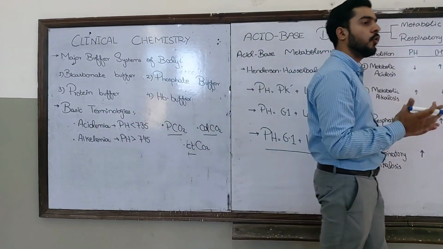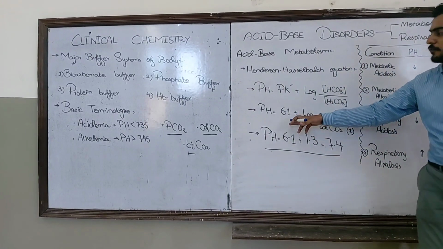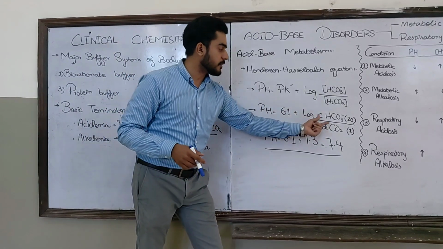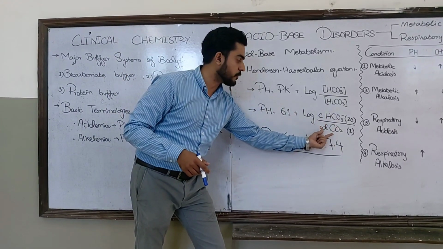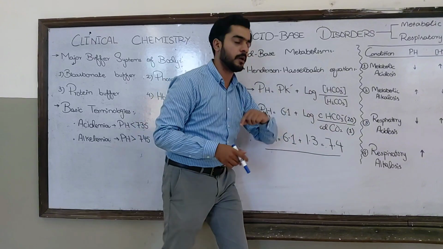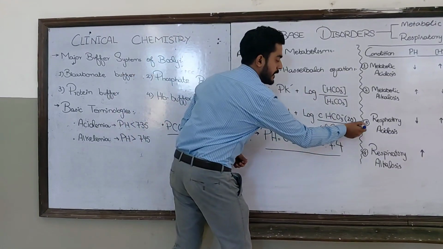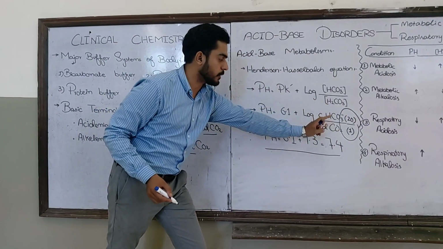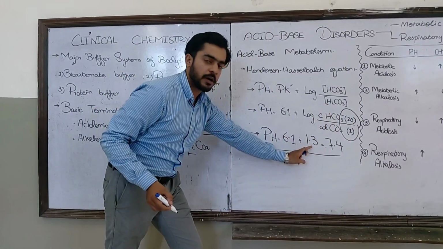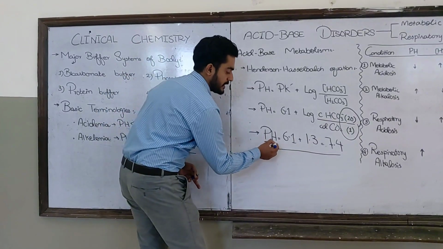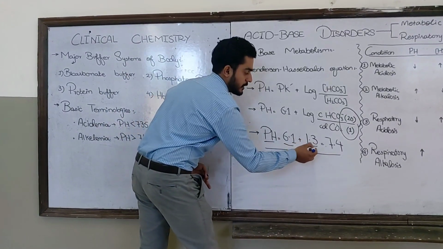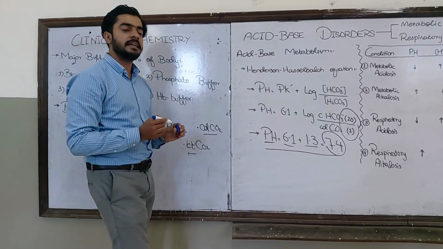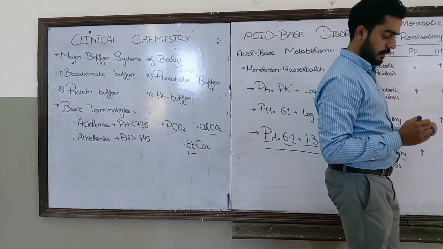and that is already known. It is a known value, which is 6.1 for the bicarbonate buffer. Then there is the log of the ratio of the concentration of bicarbonate to the concentration of dissolved carbon dioxide in our blood, and this ratio is 20:1. The log of 20:1 is 1.3. So pH equals 6.1 plus 1.3, and the pH finally becomes 7.4, which is in the normal pH range of our body.